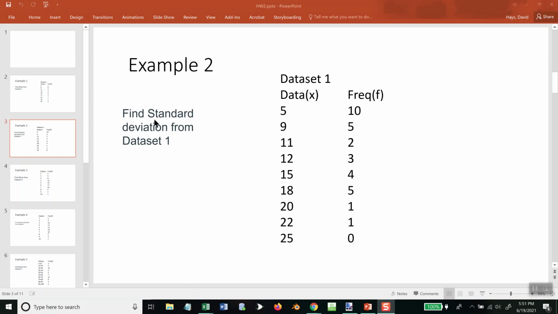Okay, in this problem, we want to find the standard deviation from the data set. So we got our data here and we've got our frequency. Even though this doesn't quite appear like it, this is still group data, but you only have one value here instead of a range.